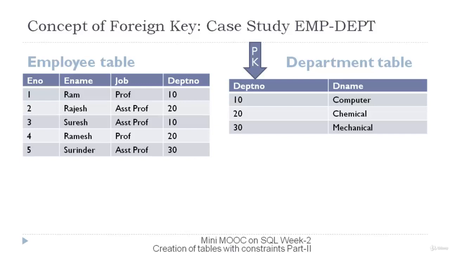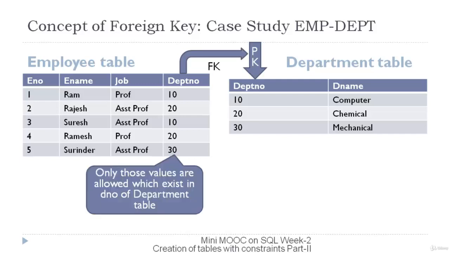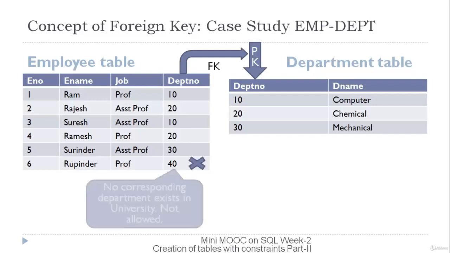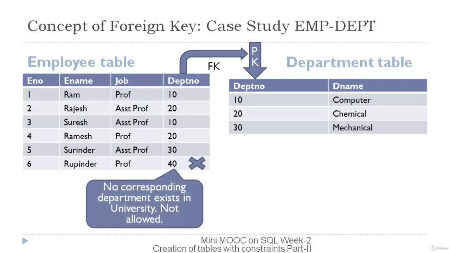To enforce integrity of data, department number of employee table will be made as foreign key. It means it will refer department number of department table for its validity. Only those values are allowed in department number column of employee table that exist in department table. Only 10, 20 and 30 are allowed in department number column of employee table. If I try to insert a new employee of 6 and assign it to department number 40, it will not be allowed because corresponding department number is not present in master department table.